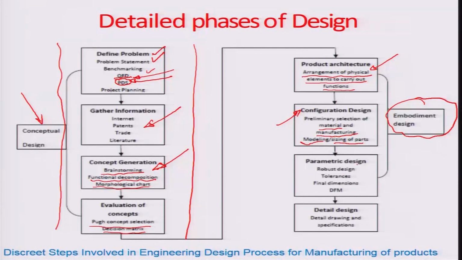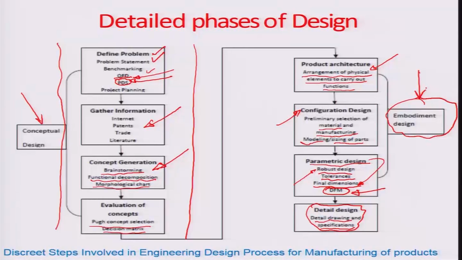And then of course, there is the parametric design stage, which talks about how you can introduce robust design by learning processes, how you can define the tolerances and the final dimensions. A very important aspect at this stage of parametric design is whether the design is suited to a manufacturing process, or what we call design for manufacturability. And then finally, you get everything together into a detailed design or a drawing or a specification, which comes out as the various phases of this overall embodiment design.